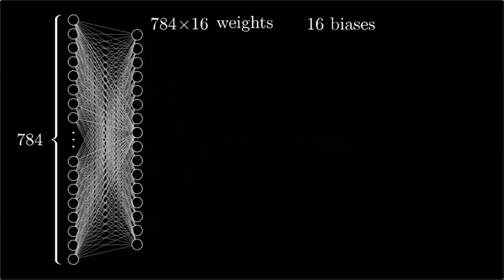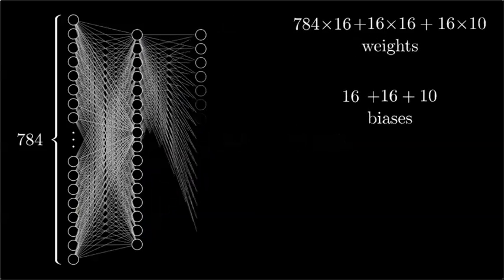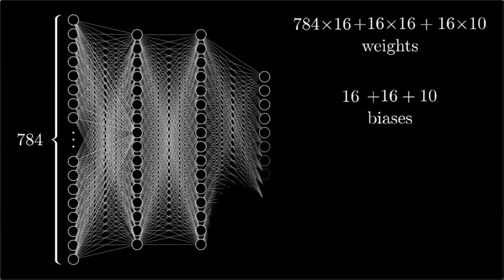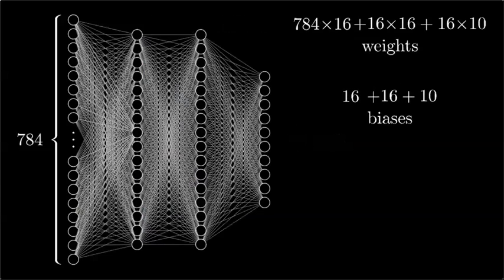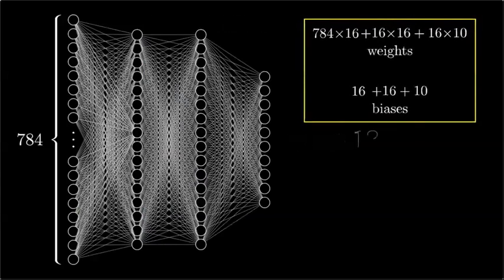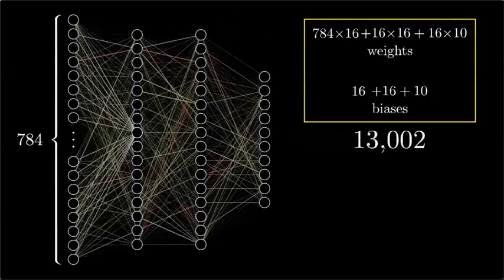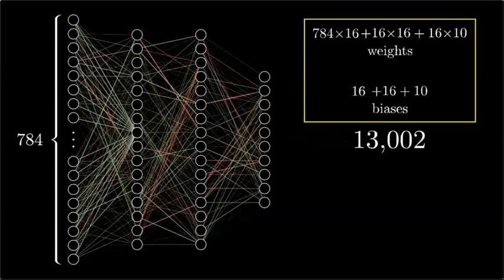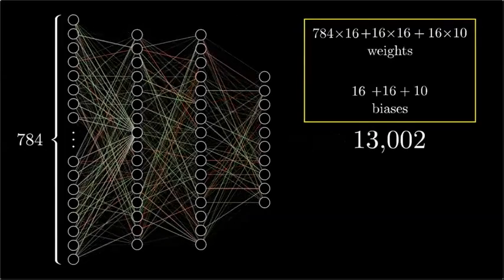And all of that is just the connections from the first layer to the second. The connections between the other layers also have a bunch of weights and biases associated with them. All said and done, this network has almost exactly 13,000 total weights and biases. 13,000 knobs and dials that can be tweaked and turned to make this network behave in different ways.